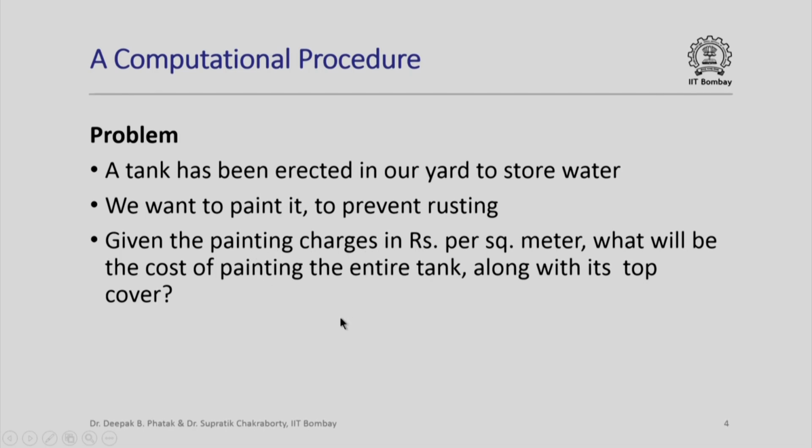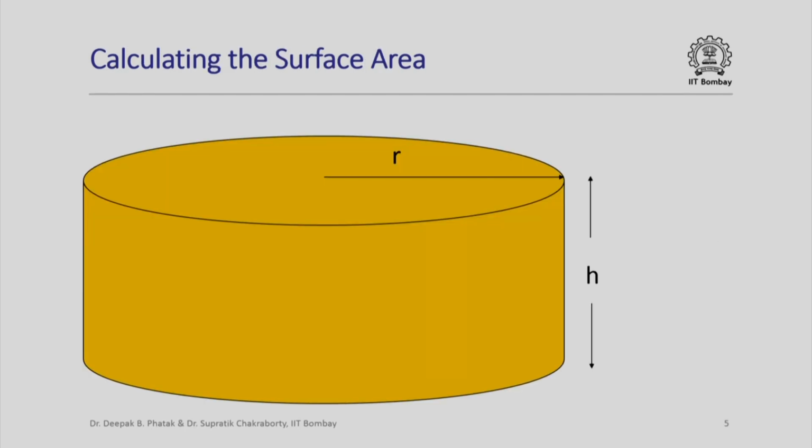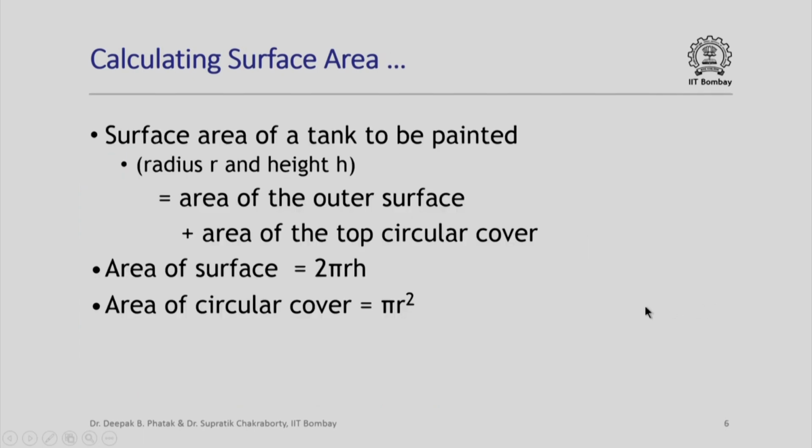Now, this is clearly a computational problem. So, we will need to make some kind of a simple mathematical model for solving this problem. First, we try to see how we can calculate the surface area. This is the picture of a tank. This tank has some radius, it is a cylindrical tank, it has some radius r and it has some height h. Those of you who have done simple geometry in your earlier classes would easily understand how to calculate the surface area.